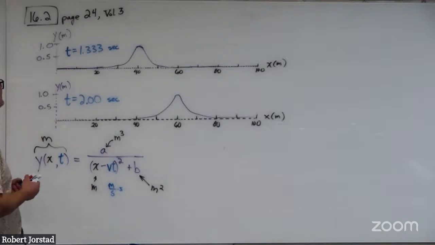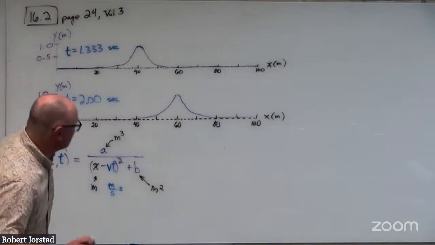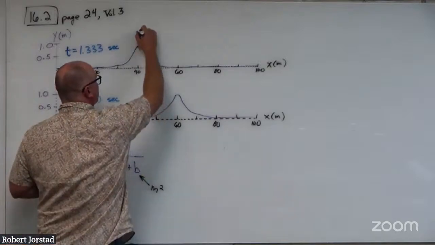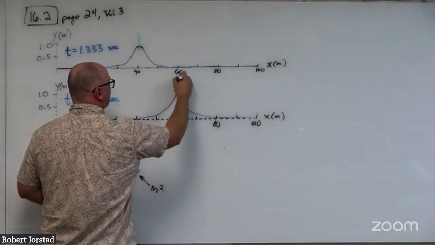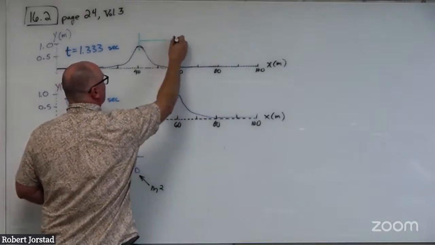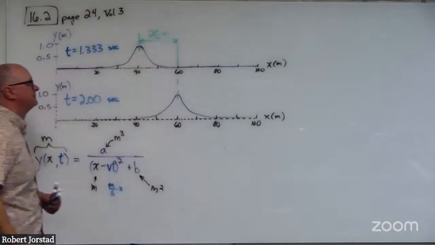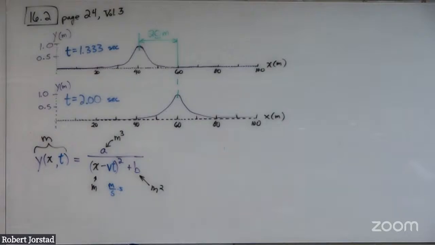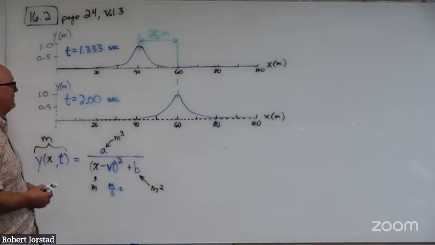All right, next. How do I get the wave speed? Well, remember, wave speed is the rate at which the pulse or the energy is traveling down the rope. I would use this distance right here. Notice this distance is 20 meters. So the wave is traveling 20 meters in how much time?